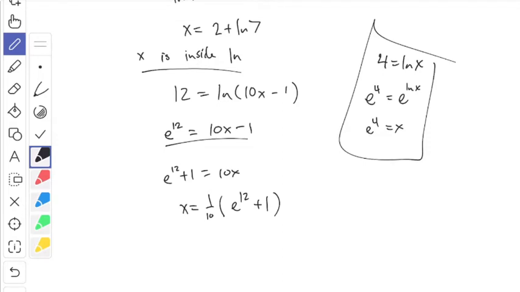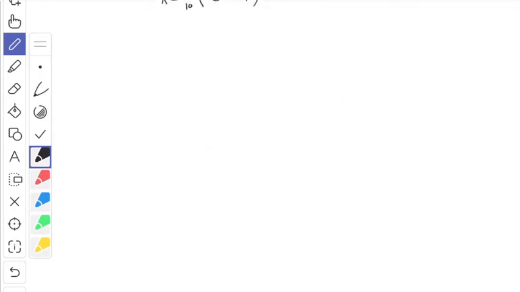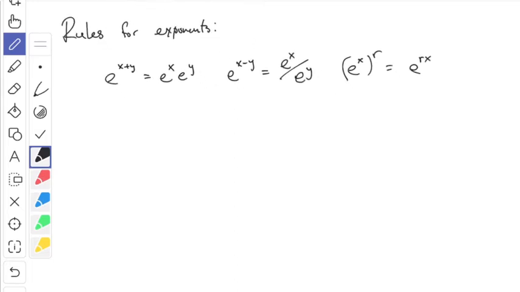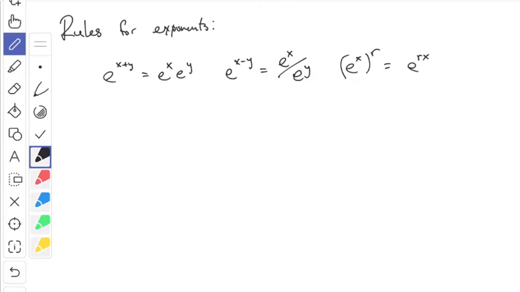Okay, let's talk about some basic simple rules for exponents. Everybody kind of knows these already, like you learned these in your youth. They are things like this: e to the x plus y equals e to the x times e to the y, right? e to the x minus y equals e to the x divided by e to the y, and e to the x to the r equals e to the rx. These rules are inspired by the same rules that we talked about for logarithms, right? But the log rules are the other way around.